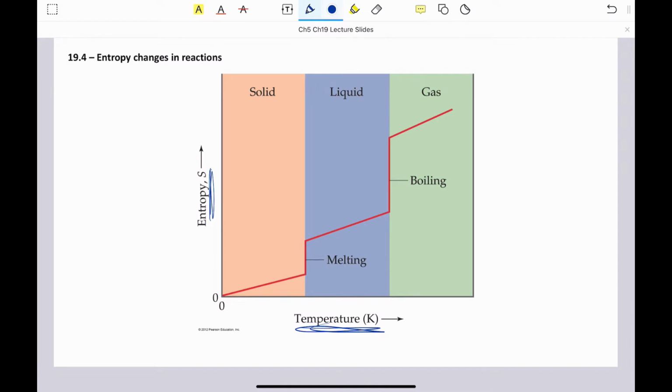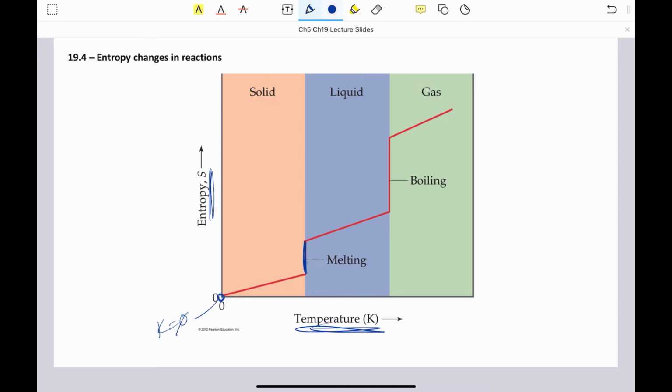Obviously, as we increase the temperature, we go from here, where our entropy would be 0, and it's only ever 0 when temperature equals 0. Then we increase, and then we hit melting, and we'll see that this is a directly north line. There is not a change in temperature, but instead there is a huge increase in entropy. What does this remind you of?